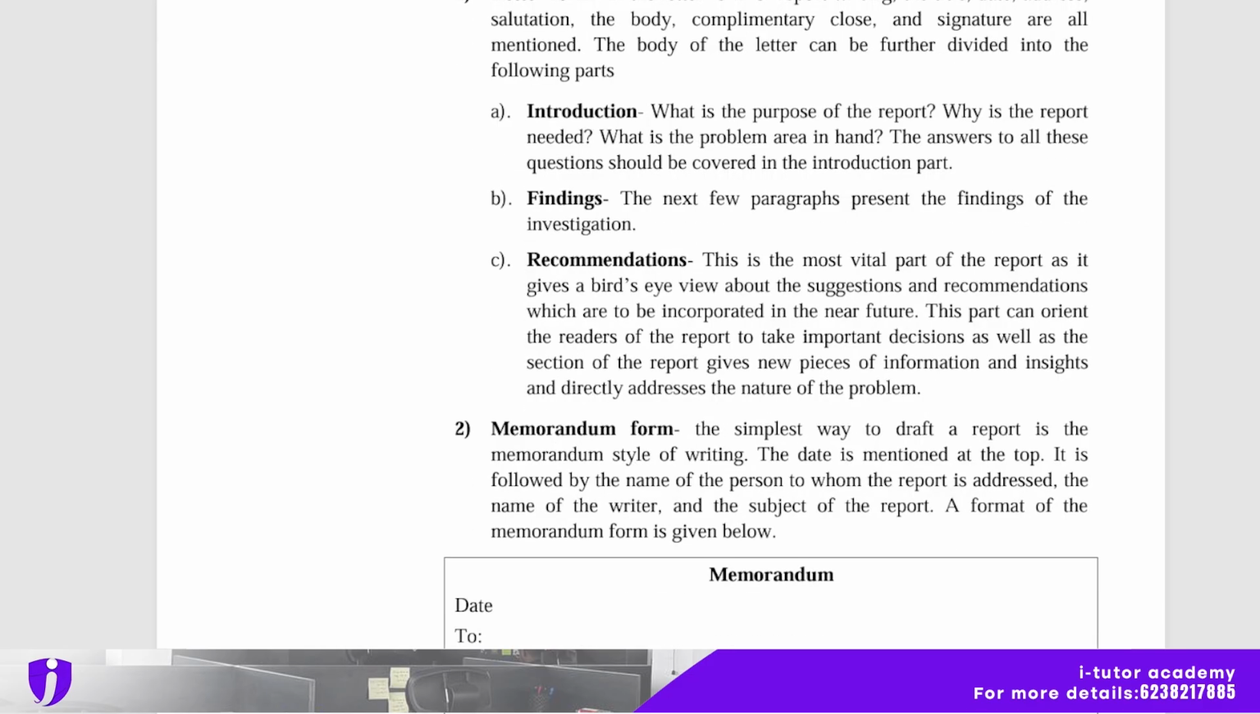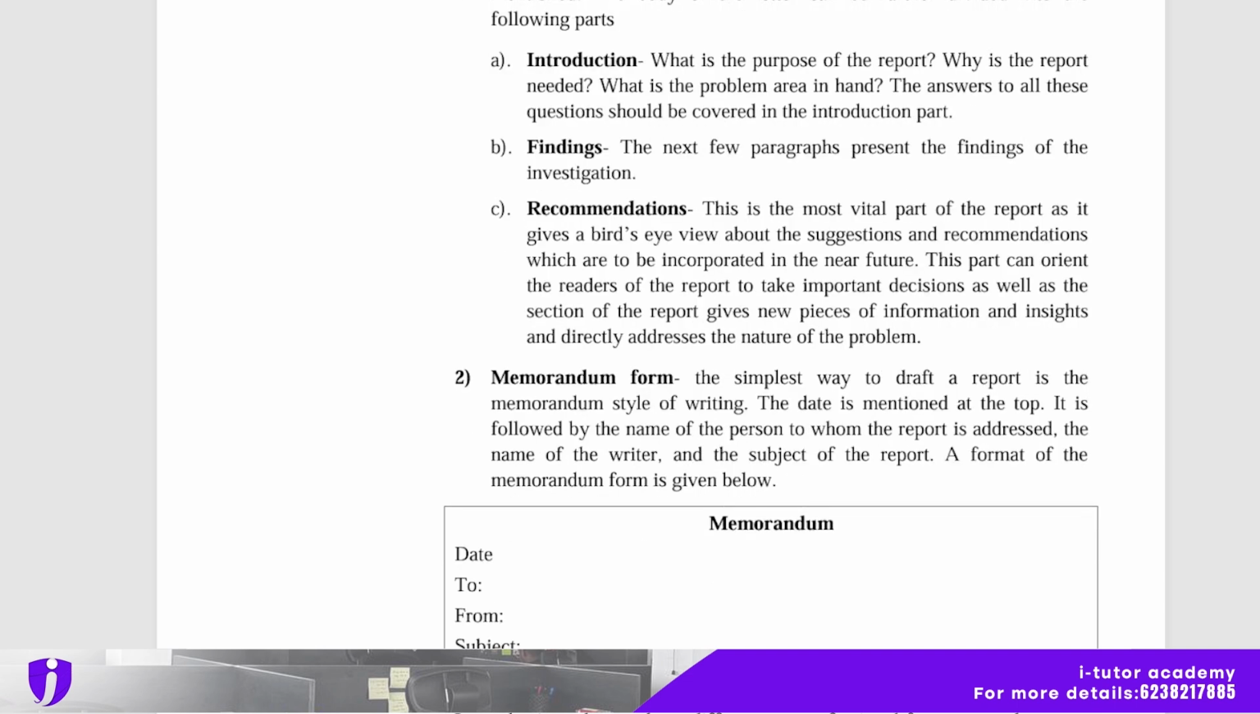Next is findings. The next few paragraphs present the findings of the investigation. Next is recommendations. This is the most vital part of the report as it gives a bird's eye view about the suggestions and recommendations which are to be incorporated in the near future.